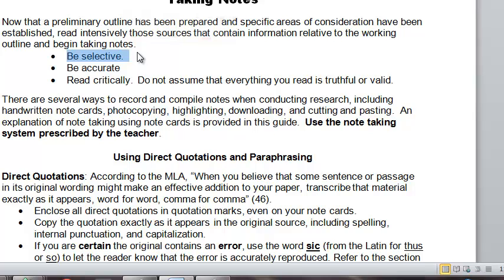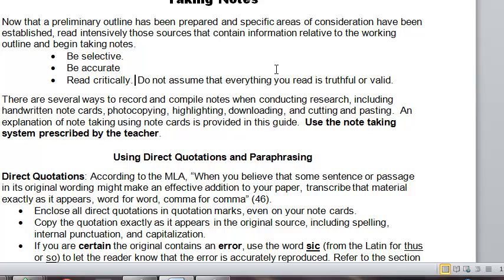You want to read critically. Don't assume that everything you read is truthful or is valid. Remember, everything will contain bias, and it is important that you're using sources that are as truthful or as accurate historically as possible. So using those sources that we've discussed, like the Library of Congress, the National Archives, sources like that, the sources that are contained on the National History Day Research Central, is a real good place to go.